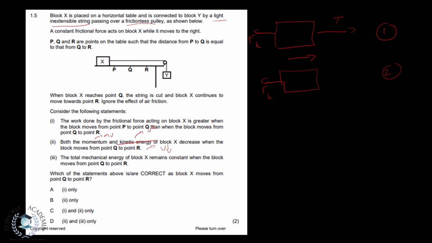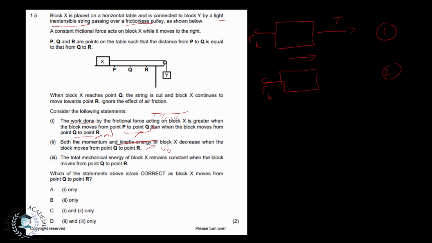And then for this work done scenario, well, essentially, we're moving the same distance and the force of friction isn't even increasing or decreasing. It's still the same. We didn't change the surface that we're on, right? So it cannot increase or decrease, right? So already this is not correct, especially since we know that P to Q and Q to R are the same distance. So it's not increasing or decreasing, but it stays the same.